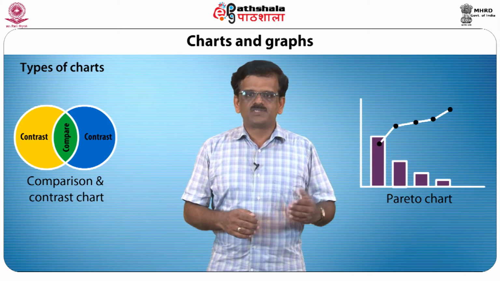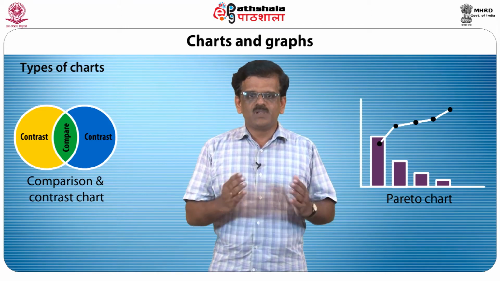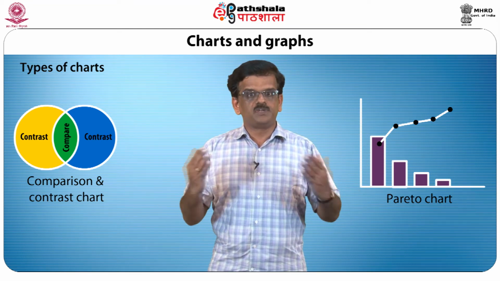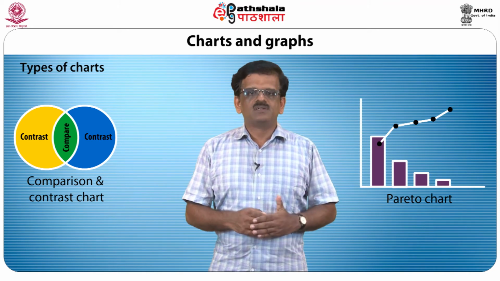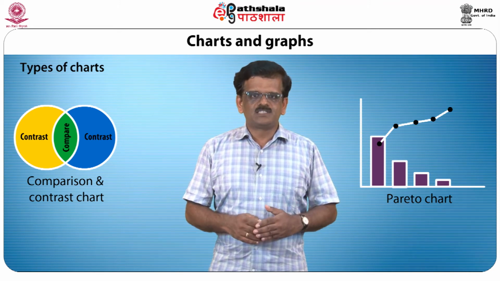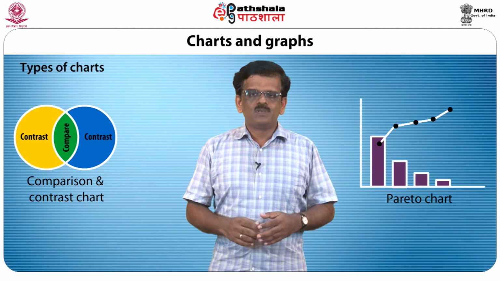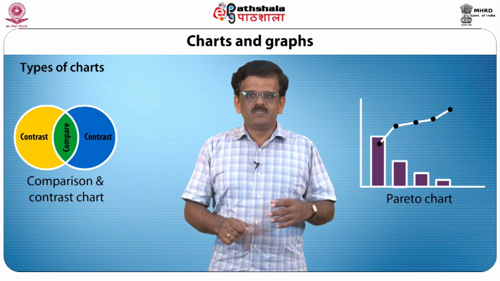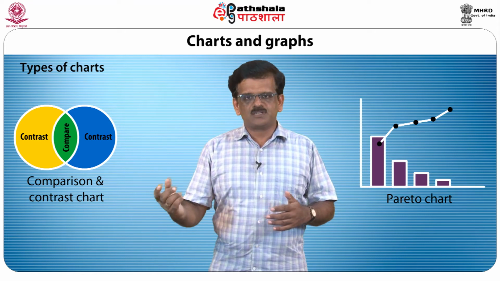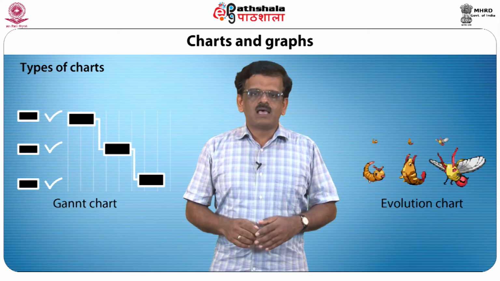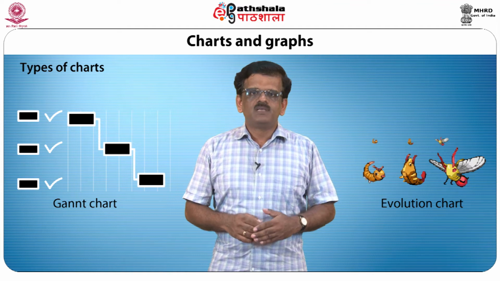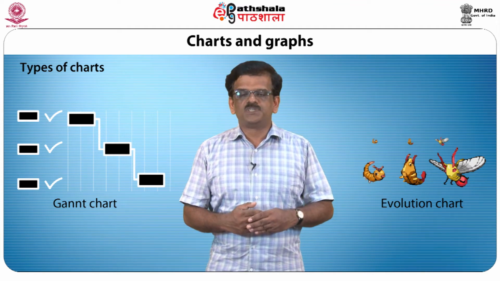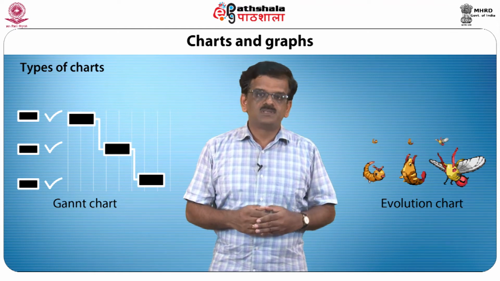Comparison and contrast chart is used to show the similarities and the differences between two aspects or two things or two phenomena. Pareto chart is a type of chart that contains both bar and line graph, where the individual values are represented in descending order by the bars and the cumulative total is represented by the line. And the other chart is the Gantt chart. It is an activity chart used for project planning, especially in PERT and CPM tools.